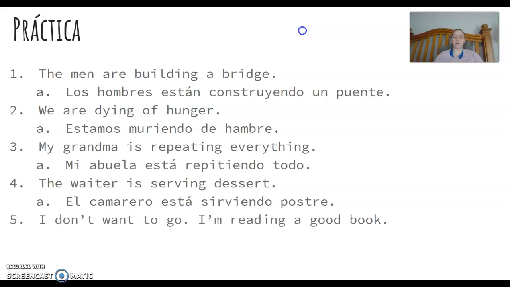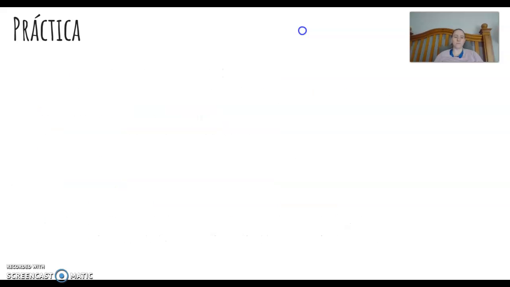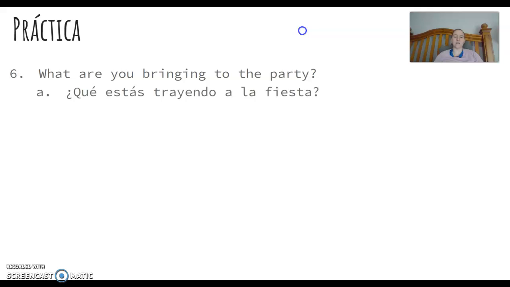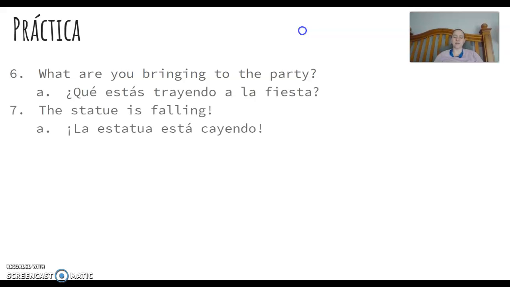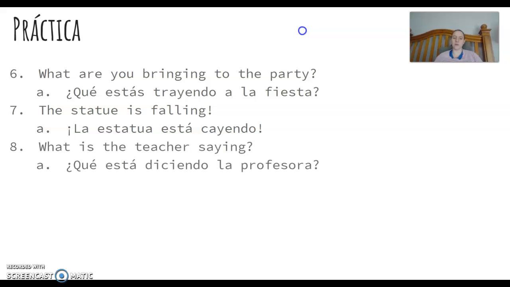I don't want to go. I'm reading a good book. No quiero ir, estoy leyendo un buen libro. What are you bringing to the party? ¿Qué estás trayendo a la fiesta? The statue is falling, la estatua está cayendo. What is the teacher saying? ¿Qué está diciendo la profesora?